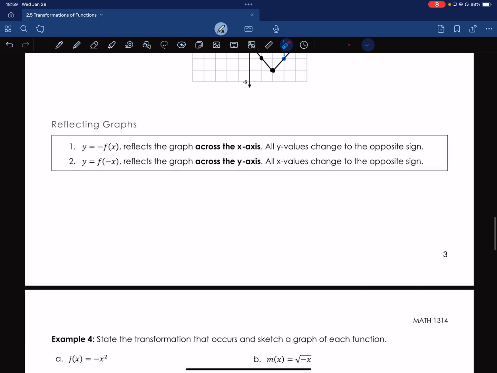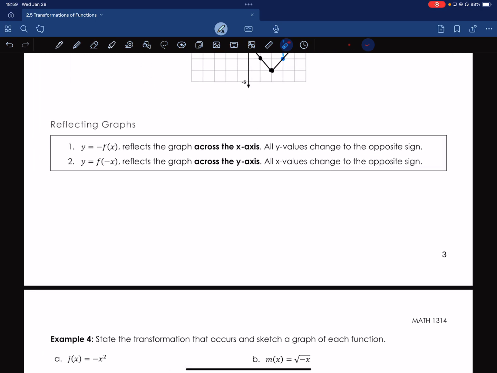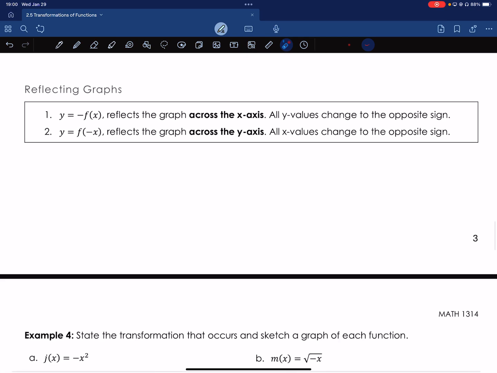Okay, the next one is talking about reflection. So there's specific parts in that box that pops up that deal with reflections, and you may not have to worry about this. And then there's things that may not pop up and you will have to worry about it. So there's 2 different types of reflections. One reflects across the x-axis and one reflects across the y-axis.